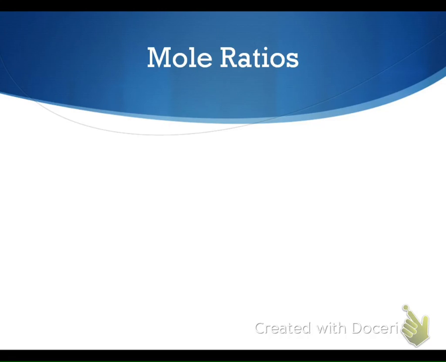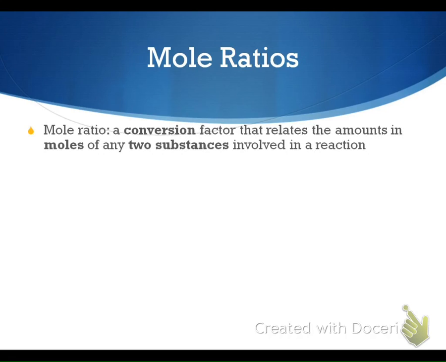So we're going to start with talking about something called a mole ratio. A mole ratio is the conversion factor between any two substances. We've talked about conversion factors between grams and moles, which is, what's our conversion factor between grams and moles? Molar mass. Good, molar mass. And what's our conversion factor between moles and molecules? Avogadro's number. Good. So now we have a conversion factor between moles and moles of two separate substances.